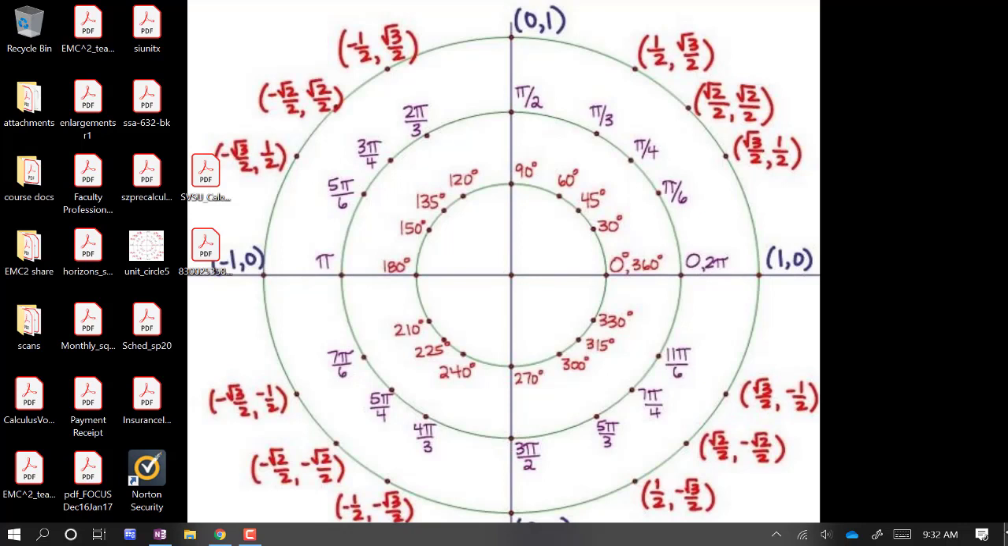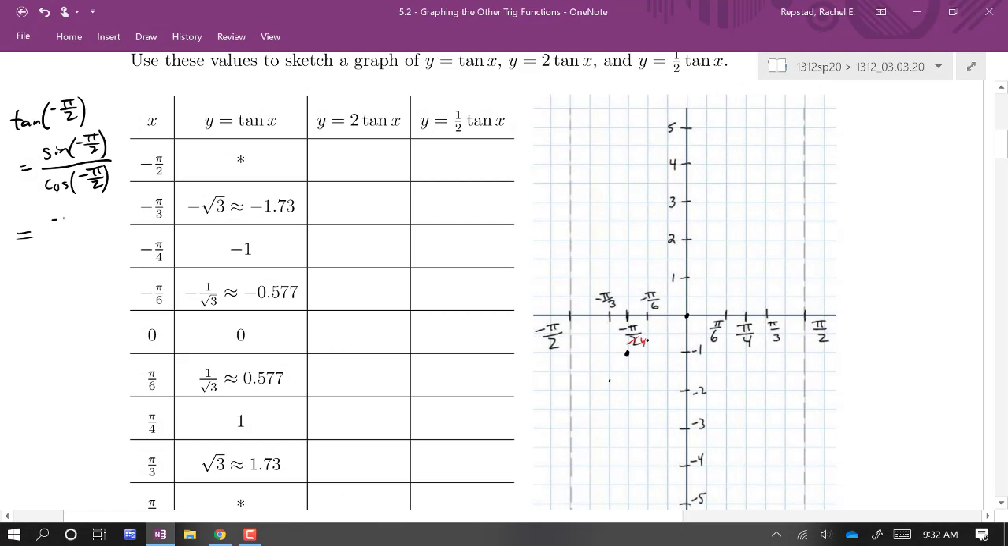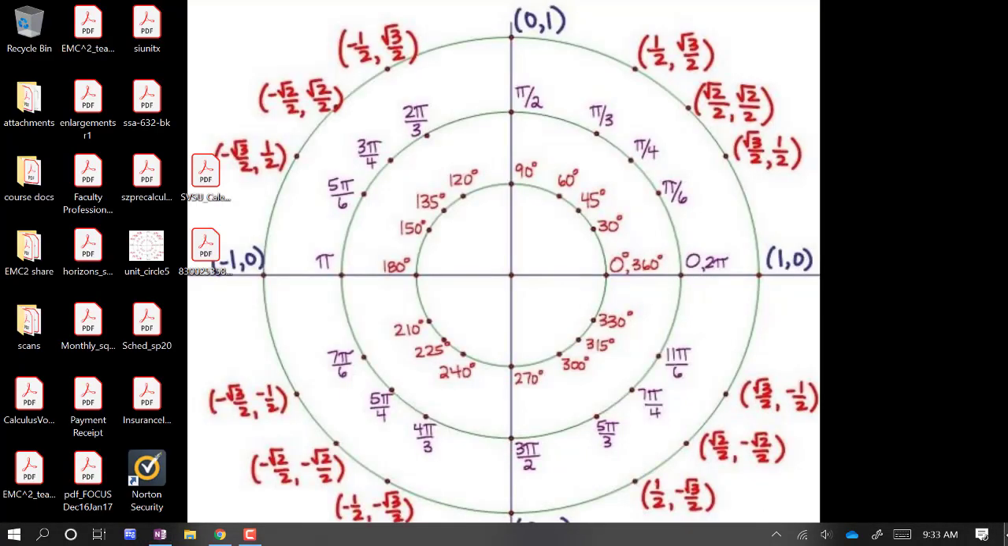So we're at the bottom of the circle. What's sine going to be? Close. We're at the bottom of the circle. Negative 1, yeah. So negative 1 on top. What's cosine at negative pi over 2? What's cosine at the bottom of the circle? 0. That's 0, right? Okay.